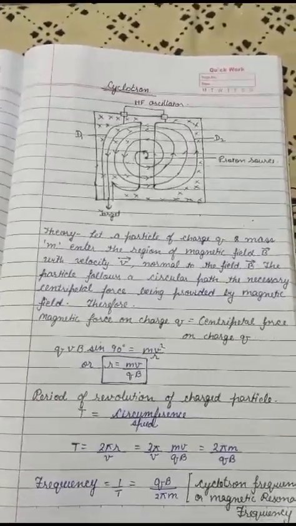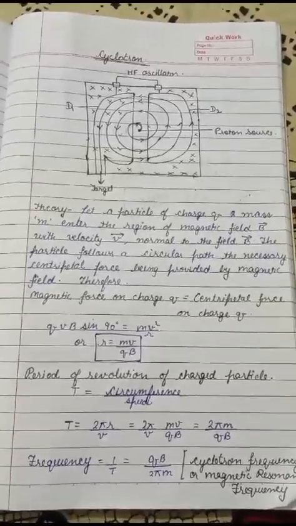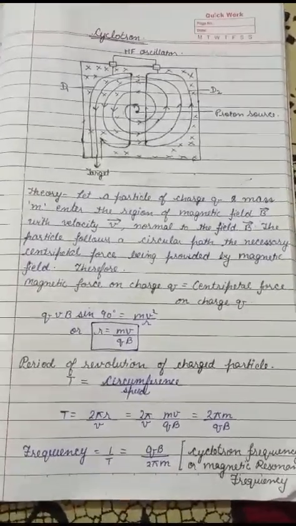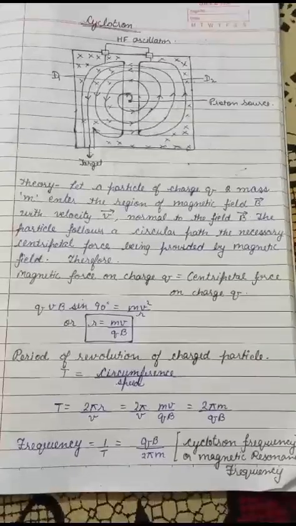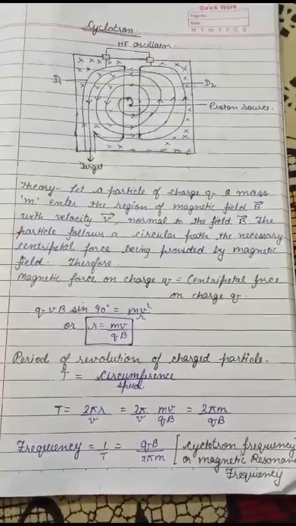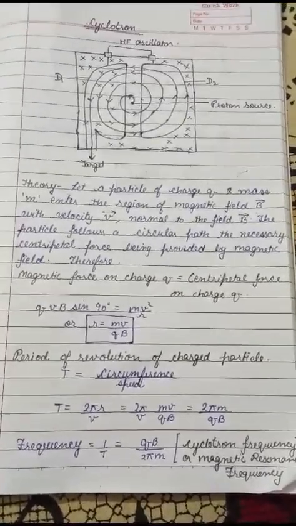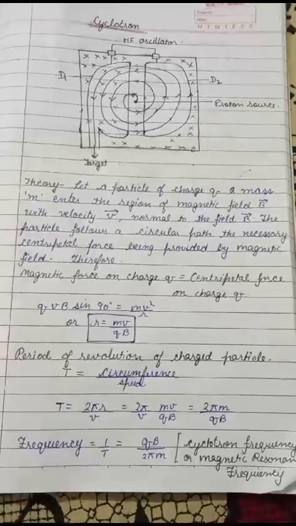In the second part of cyclotron, in my previous video, I told you about what a cyclotron is and some of its basic principles. In this video, I'm going to explain the theory, working, and the kinetic energy of the accelerated ion. So, what is a cyclotron? It is a device which is used to accelerate charged particles to a higher energy. Charged particles mean alpha particles, protons, etc.